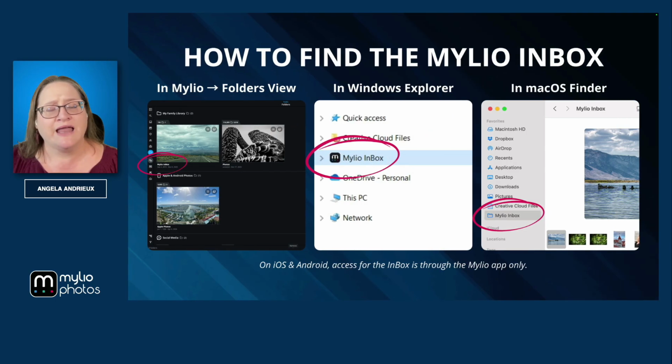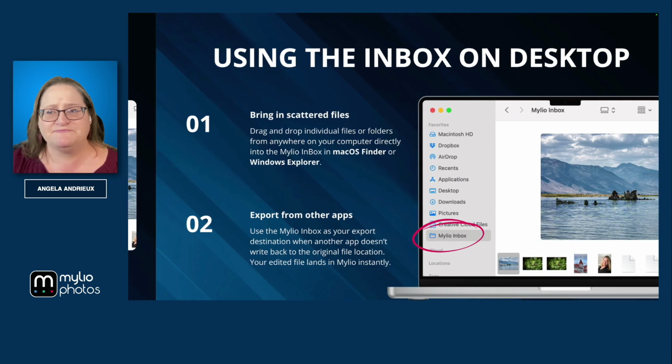If you are on a mobile device, you will find it, again, under the folders view in your mobile device, but you're not going to be able to access it through the file system. So Android and iOS, they do have their file system apps, but the Mylio InBox is hidden in those particular devices. So you're only going to find it in the file system on Windows and on macOS. So these are the places where you can generally find it. It's very accessible and very easy to find.